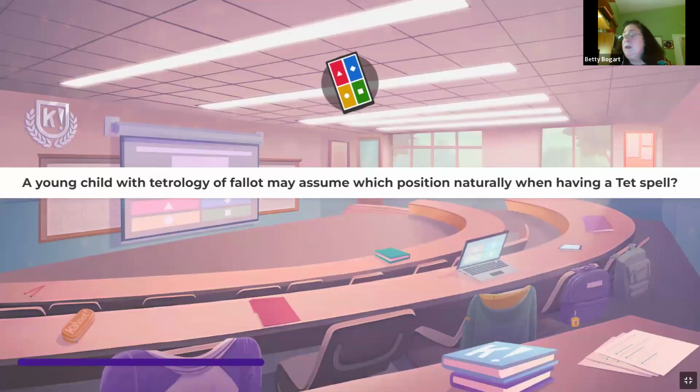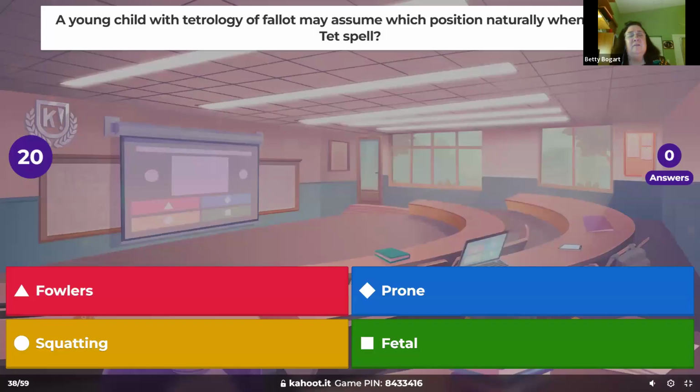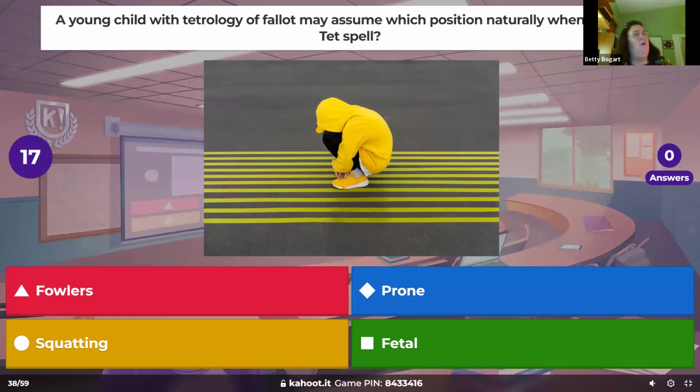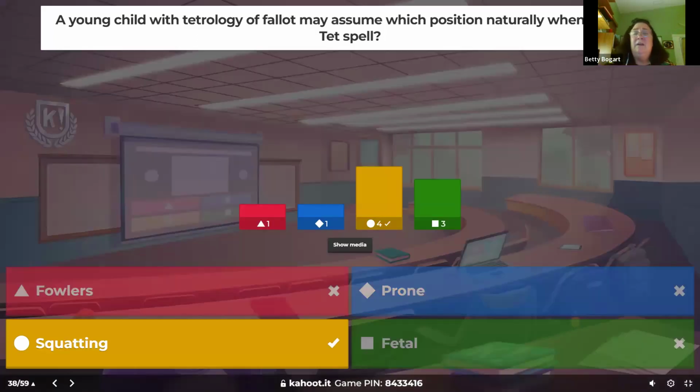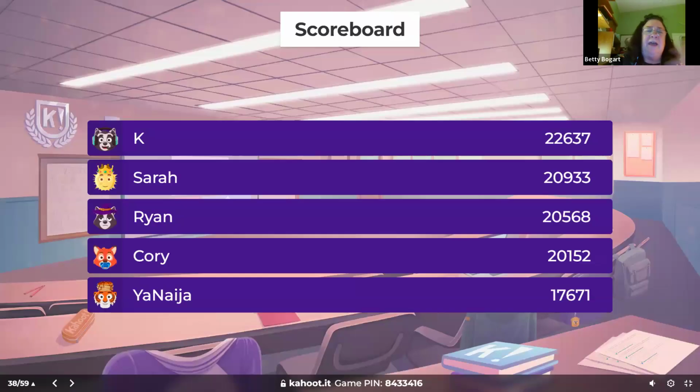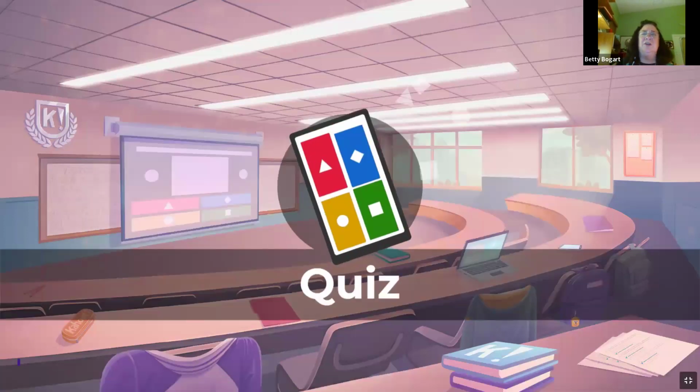A child with tetralogy of Fallot may assume which position naturally for having a tet spell? As I said, they're not all treated as an infant. Some are later. Remember I said in infants, we do a knee-chest, right? Well, you'll see older kids that all of a sudden will squat, and it does the same thing. Changes the pressure from the abdominal cavity to the chest, and it will open up that tet so that they'll be able to oxygenate.